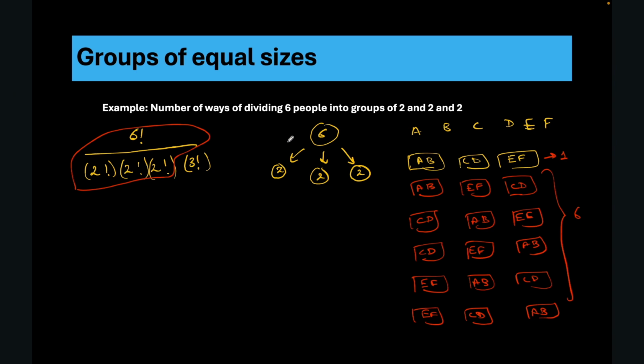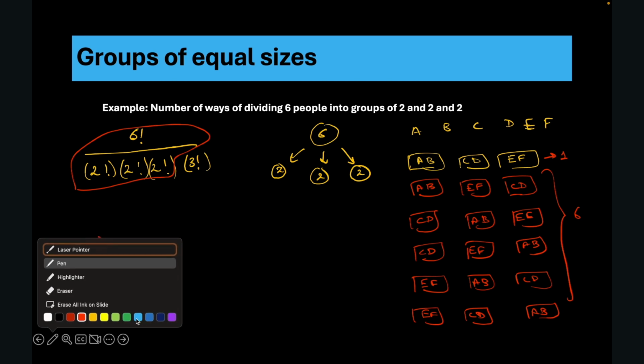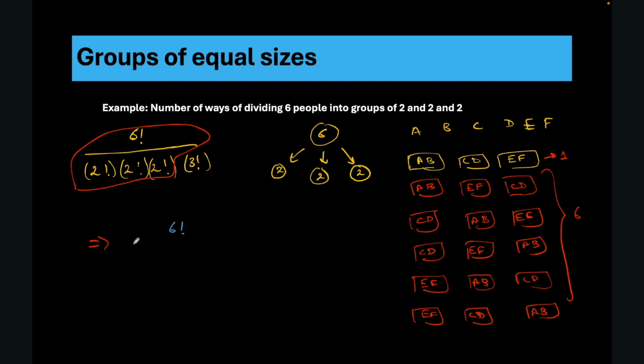So what do we get now? This is our final solution. Our final solution comes out to be 6 factorial by 2 factorial by 2 factorial by 2 factorial by 3 factorial. Now, if we were to solve this question by doing 6C2, 4C2, and then 2C2, we would only get this part in red. We would still have to divide it by 3 factorial. This would still be a necessity.